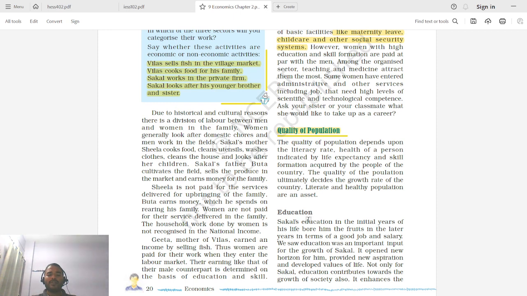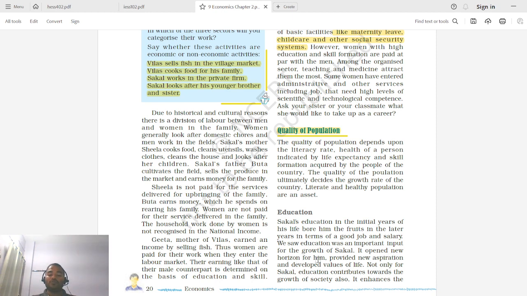So let us try to understand the importance of education. Sakal's education in the initial years of his life bore him fruits in the later years in terms of a good job and salary. As we recall, Sakal got a good education and landed a very good job, and then he received a good salary. So we saw education as an important input for the growth of Sakal.